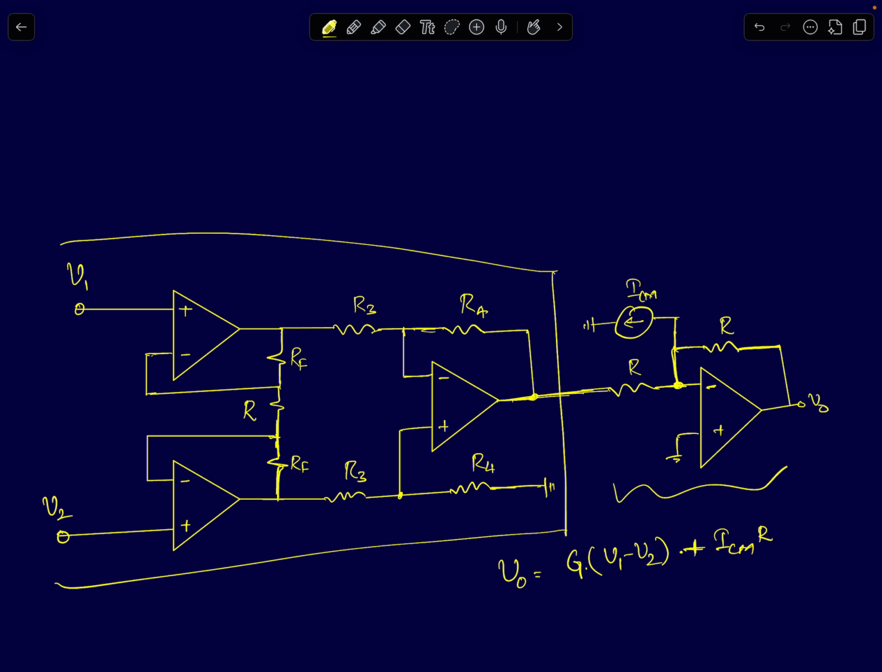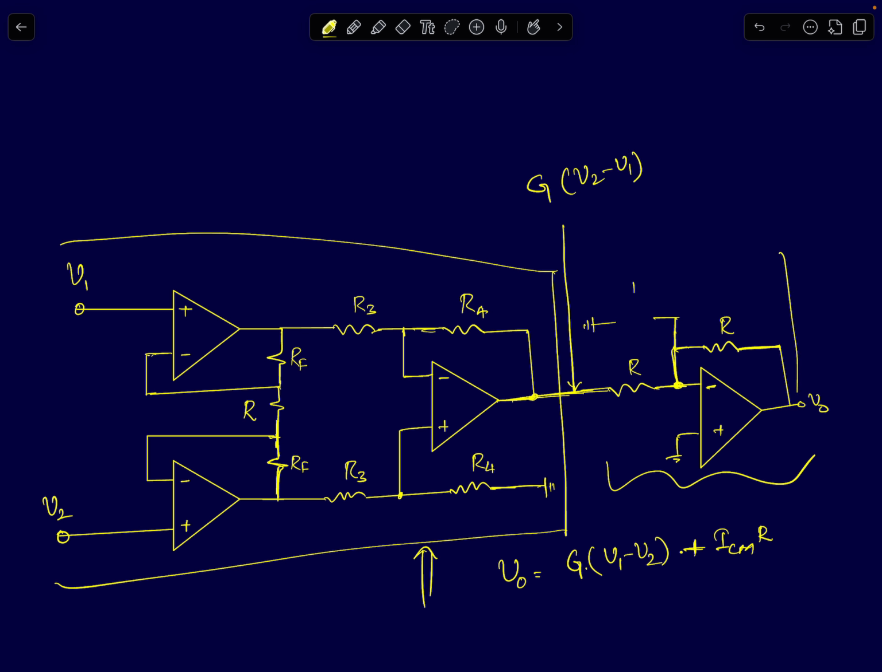So if you look at this circuit, what have I done here? I have used a simple inverting amplifier with an additional current source present here. You can apply the principle of superposition and find out the output voltage due to the instrumentation amplifier and the output voltage due to the common mode current ICM. So first we'll assume ICM is 0. If ICM is 0, this stage acts like a single-ended inverting amplifier with a gain of -1. So the voltage at this point is what? G times (V2 minus V1) multiplied by -1. The voltage at this point will be G times (V1 minus V2).